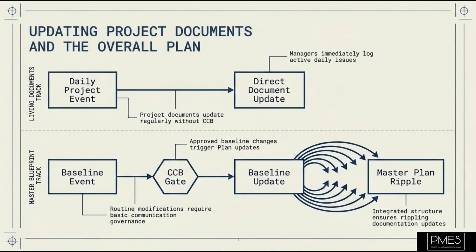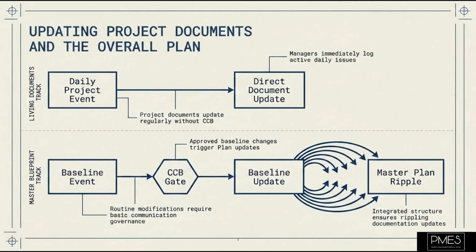Project documents, conversely, are designed to be updated regularly and do not typically require formal change control board approval for their modifications. For example, when a new issue arises, the issue log is simply updated by the project manager or a designated team member. When new lessons are learned, they are added to the lessons learned register. While these updates should be managed and communicated, they do not trigger the same rigorous approval process as changes to a baseline.